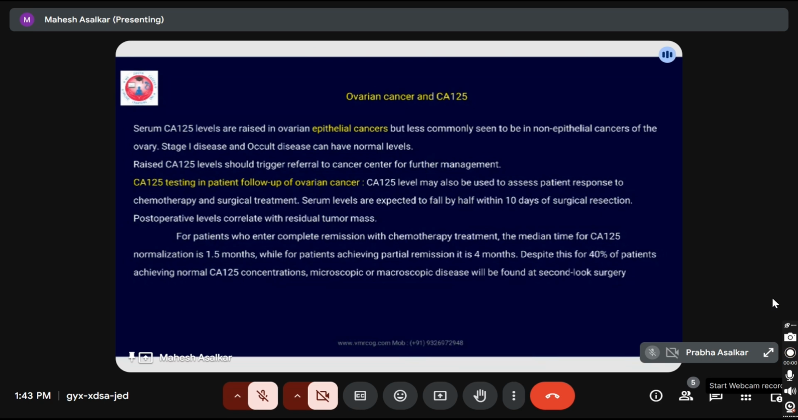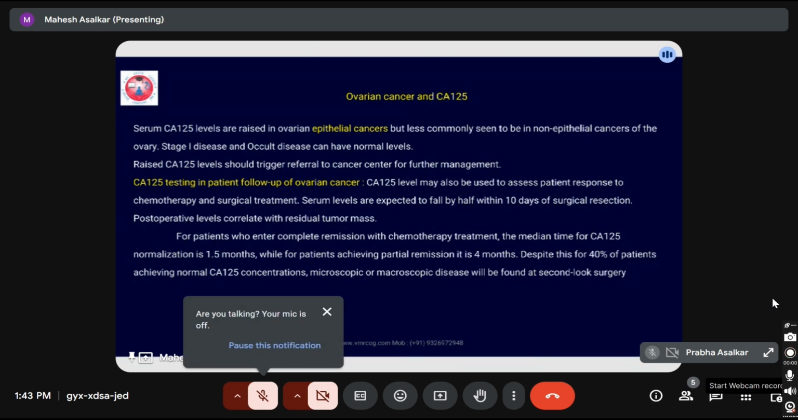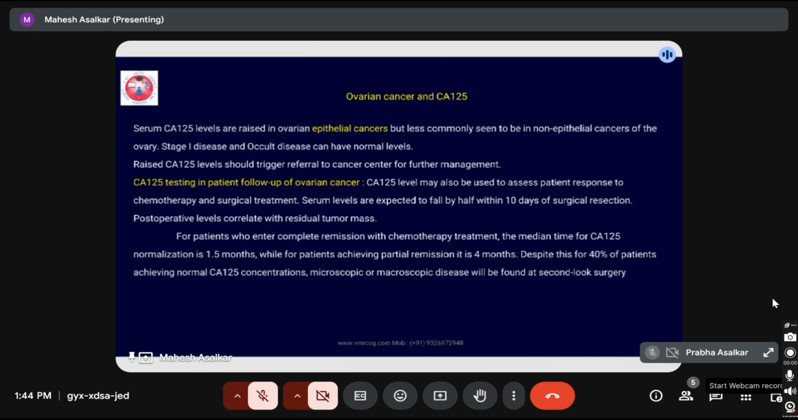CA125 testing in patient follow-up of ovarian cancer. So not only from a diagnostic point of view, it also has importance in the follow-up of ovarian cancer. CA125 level may also be used to assess the patient's response to chemotherapy and surgical treatment. If the patient undergoes surgical treatment, the level will fall by more than 50% within the next 10 days after surgical resection. Post-operative level will correlate with the residual tumor mass.